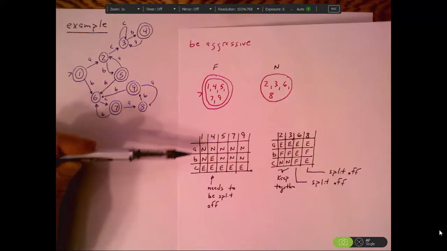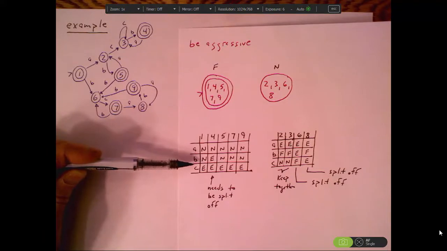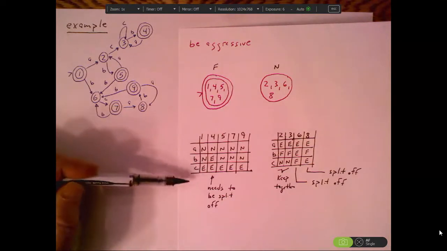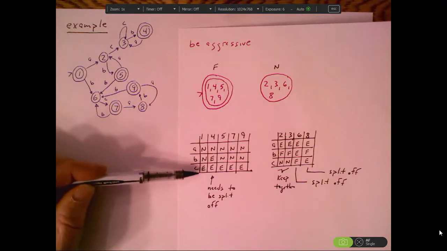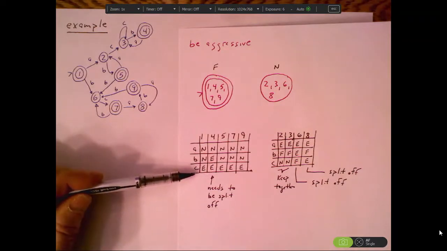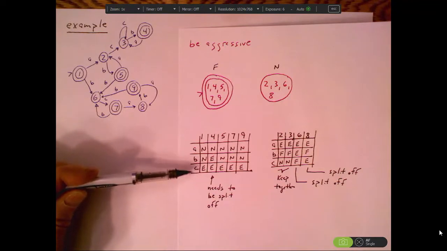State 1 on a B goes to 6, which is again a non-final state, so that would be state N in the new machine. And actually all the final states have errors on C. They just don't have an arc for C.